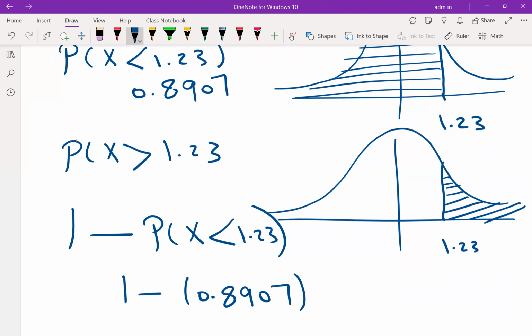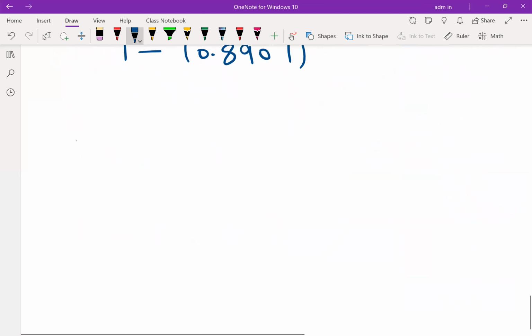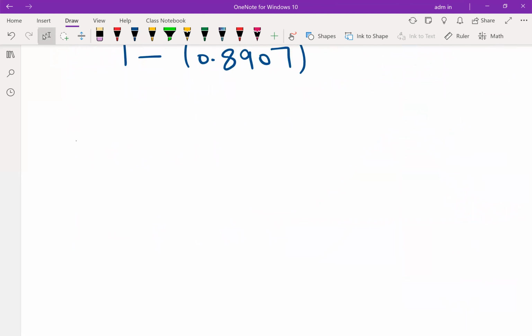First and second case clear. If it is less than a positive value, go directly from the table, but be careful whether your value is a whole number, one decimal place or two decimal places, and add more even if we have three decimal places. If it is less, directly from the table. If it is more than a positive value, 1 minus. What about if your value is given as a negative?